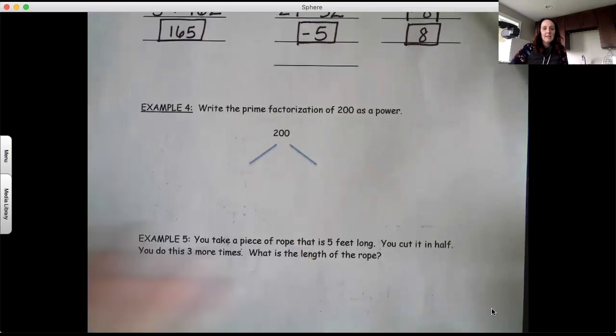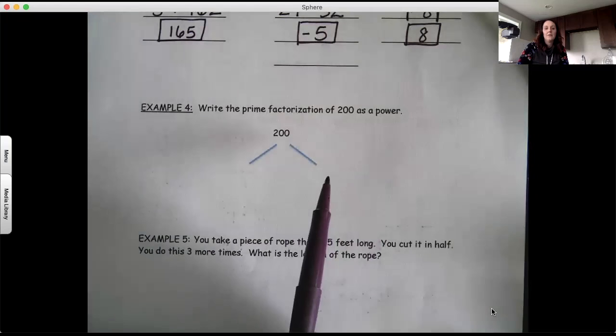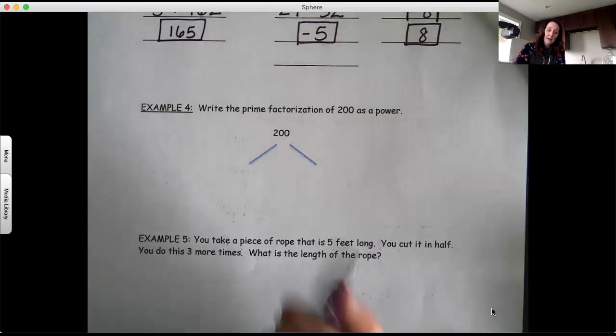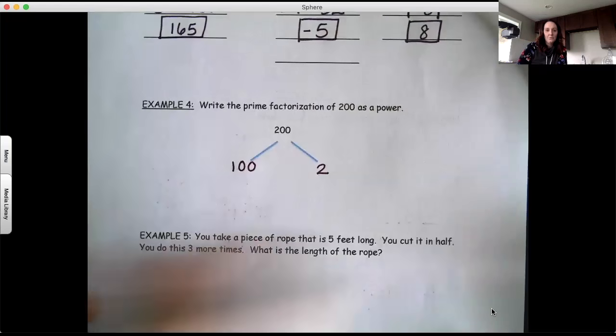Let's now look at example 4. Prime factorization of 200 as a power. Prime factorization is breaking it down so that the only thing you're left with is numbers that you can then turn into exponential form. So looking at this, I'm going to first ask myself, what two numbers when multiplied together give me 200? There are many different possibilities, but I'm going to write 100 times 2.